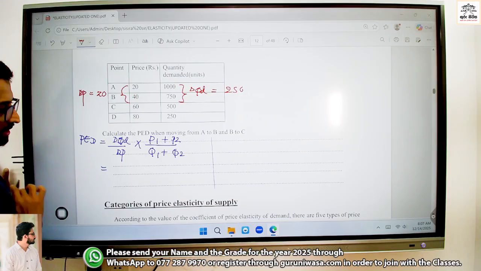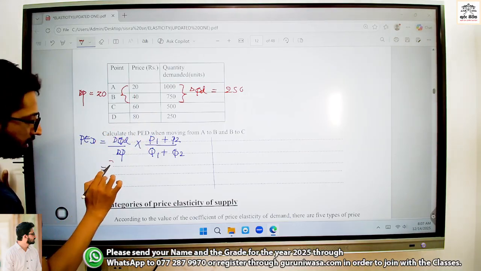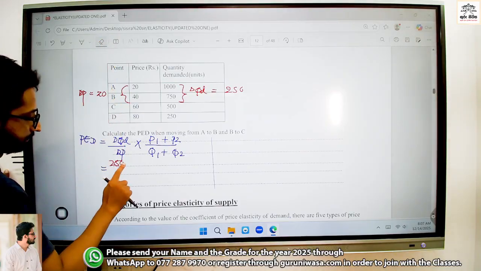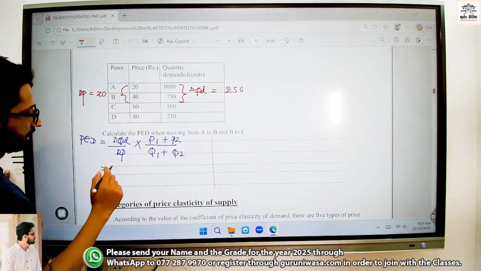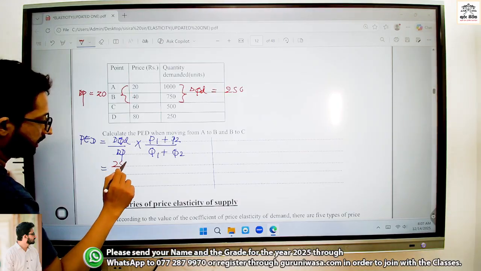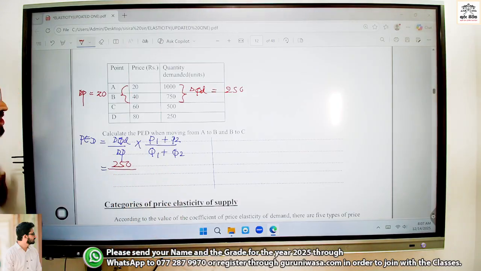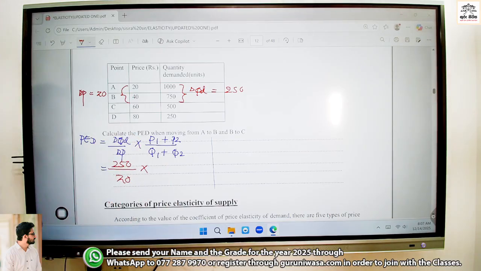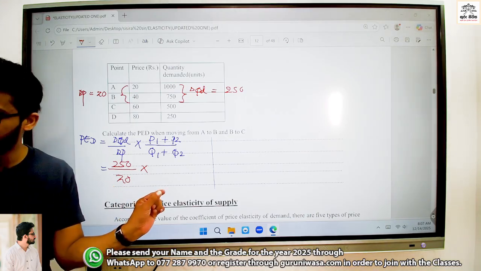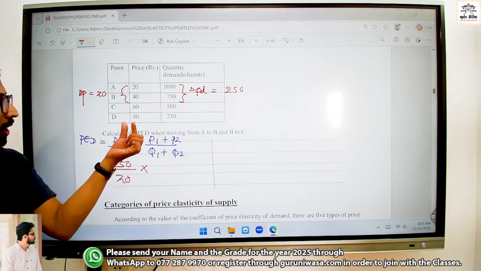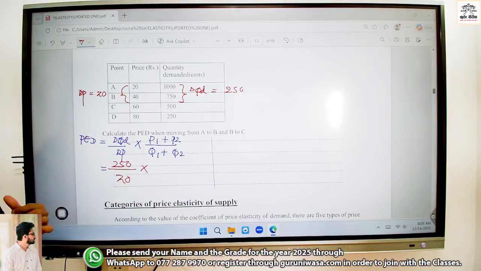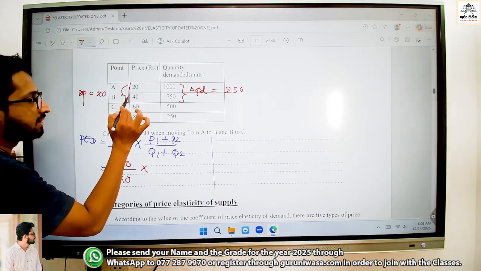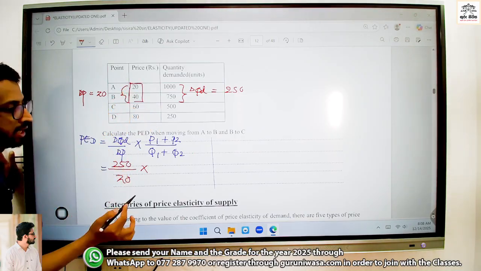Delta QD 250. Sorry, 250. Delta QD 250 divided by change in price 20 into... now I am calculating price elasticity of demand between point A and B. Point A and B means at these two prices.